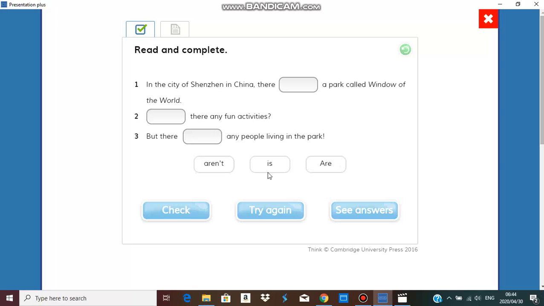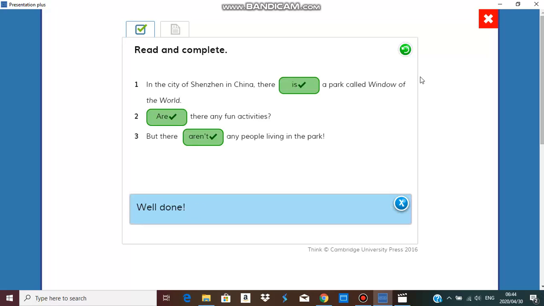So we have three words, aren't, is, and are, and we're going to try and fit them here. In the city of Shenzhen in China, there is a park called Window of the World. Are there any fun activities? There are. But there aren't any people living in the park. Okay, let's check. All correct answers.